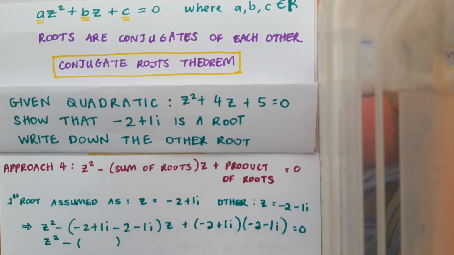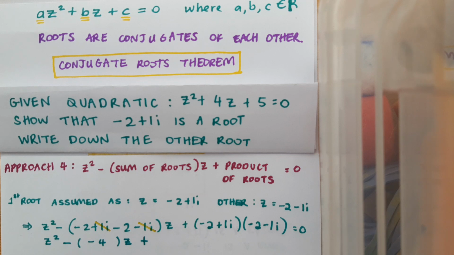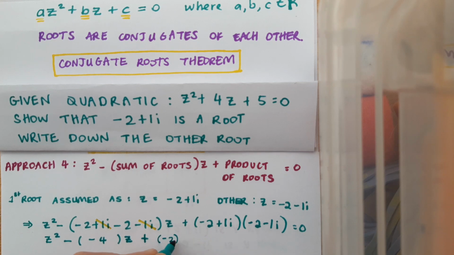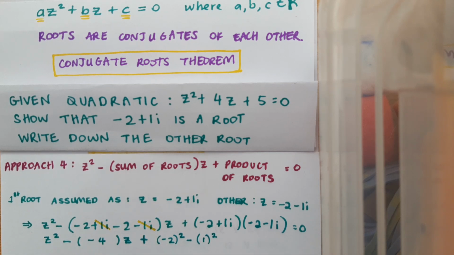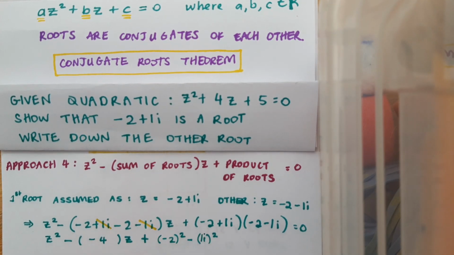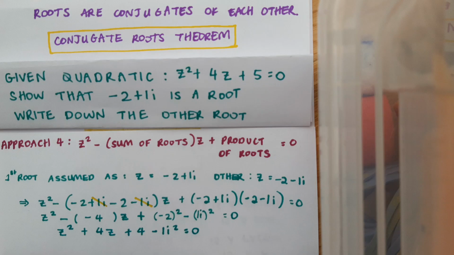Well, I can see in that first bracket that I've got a plus 1i and a minus 1i, so they're going to hop off, and I'm going to have minus 4 left inside the bracket with a z. And then when I multiply out the two brackets at the end, notice it's a difference of 2 squares, if you like. So you can say it's minus 2 squared minus 1 squared. Sorry, of course, that should have an i in it, shouldn't it? So minus 1i squared. And then it's simply going to be a matter of just multiplying that out.